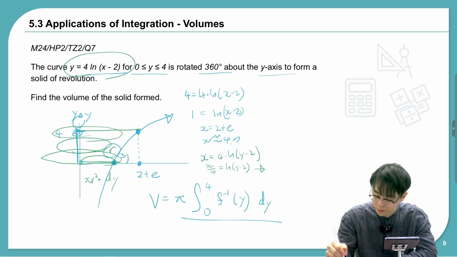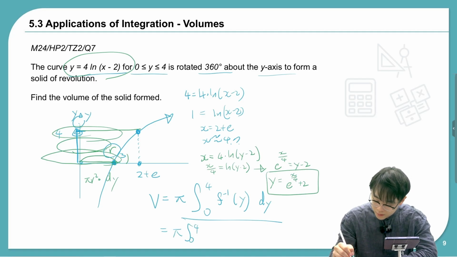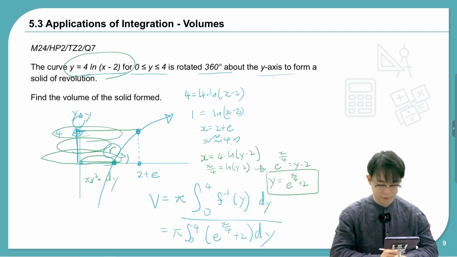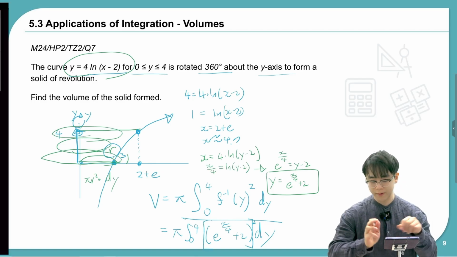This further translates into e to the power of x over 4 is equal to y minus 2. So y is e to the power of x over 4 plus 2. That's what our inverse function is. So we get pi, integrate from 0 to 4, of e to the power of x over 4 plus 2, squared, dy. If you were to solve this, that would give us the volume.